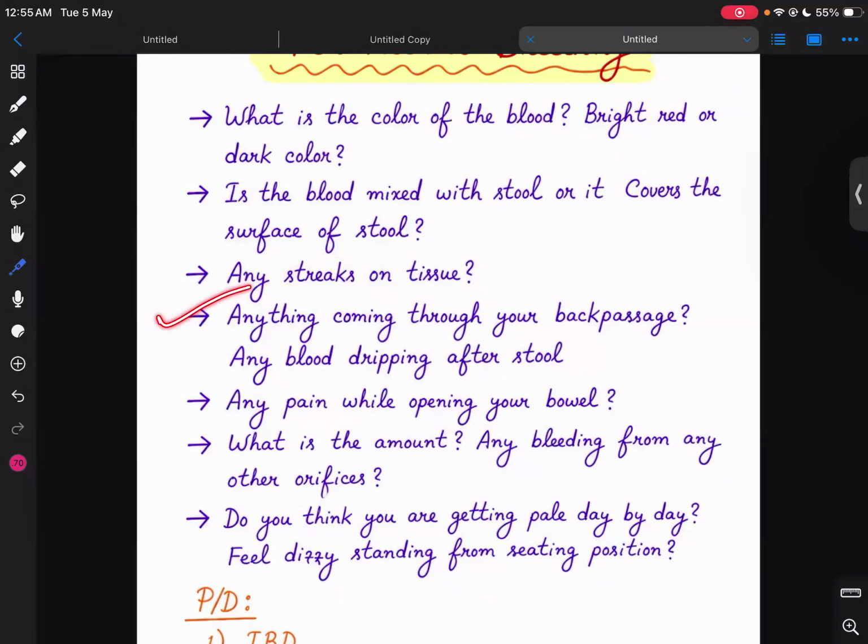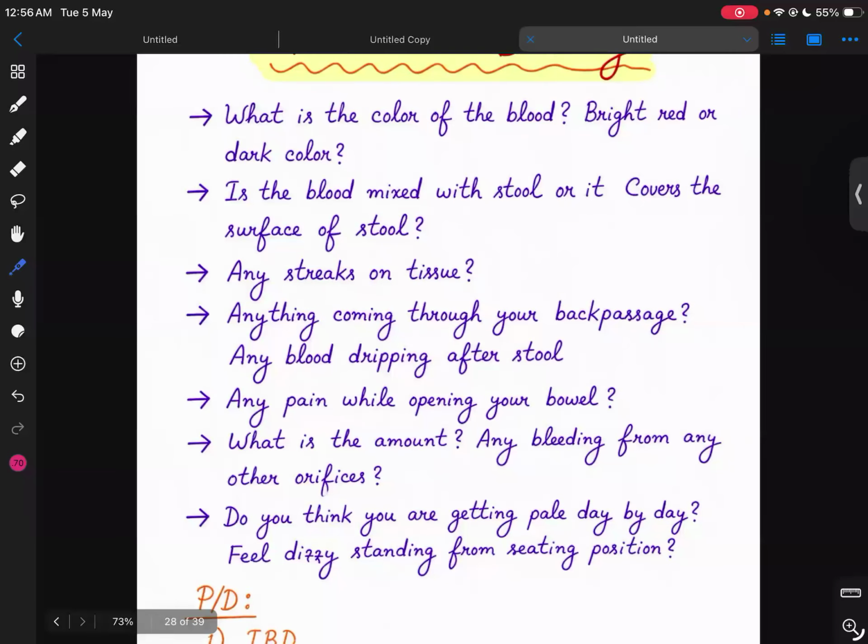Also, to rule out hemorrhoids, we have to ask: anything coming through your back passage, and any blood dripping after stool? In case of hemorrhoidal bleeding, the patient may sometimes feel something coming through the back passage and there will be dripping of blood after passing the stool. Then to rule out the anal fissure, we have to ask about any pain while opening the bowel. Then, as usual, the question, what is the amount? Any bleeding from any other orifice?